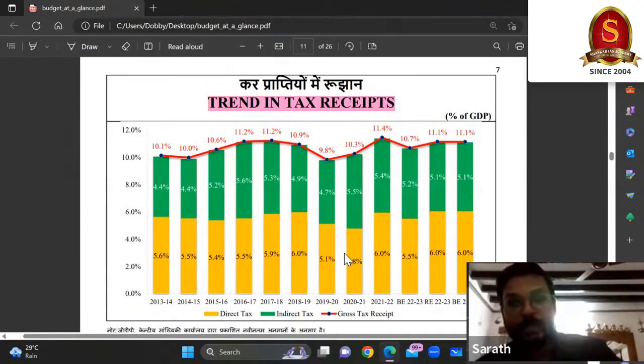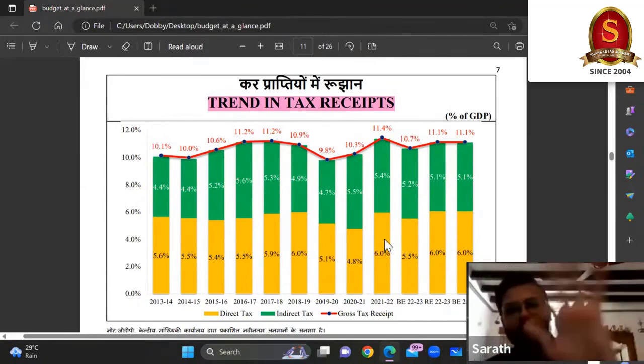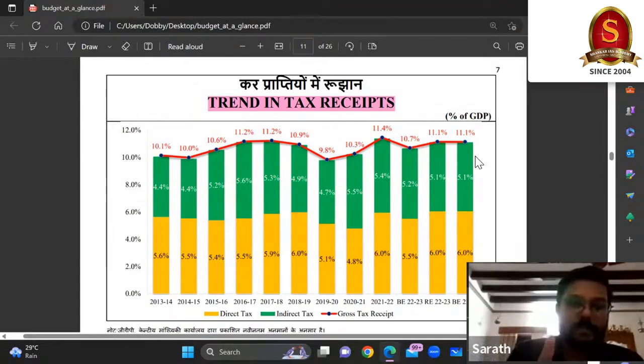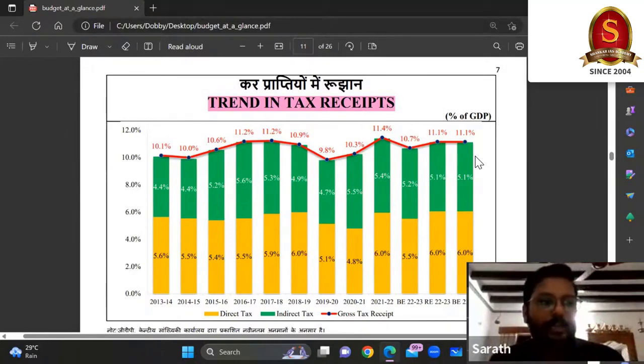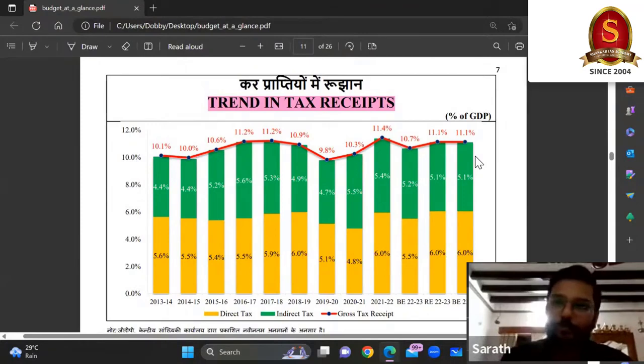2021, again, direct tax is 4.8, indirect tax is 5.5% in terms of percentage of GDP, which is applicable throughout also. Then once again, normalcy is restored. 2021, 22, 6, 5.4, 5.5. 6, 5.1, but 8 out of 10 years, direct tax is greater than indirect tax. The statement says direct tax receipts have been greater than indirect tax receipts during most years. Statement is correct. 8 out of 10 is most. There is no question about it.